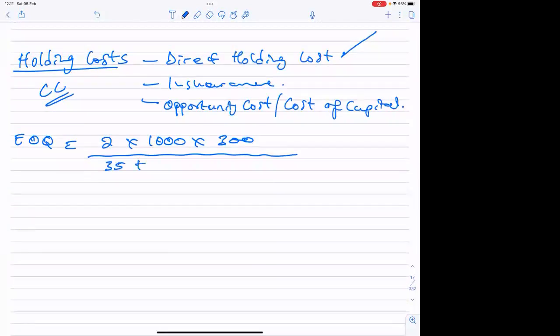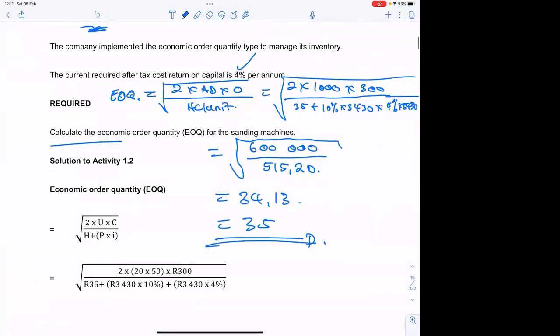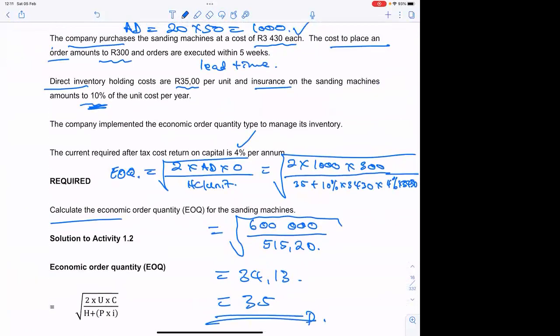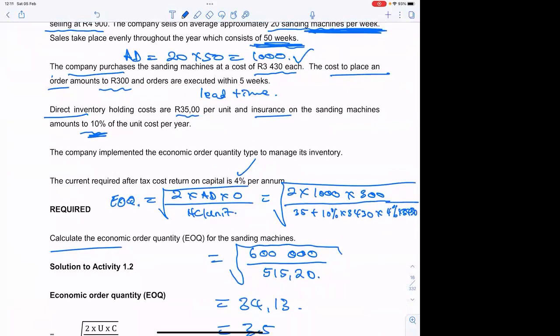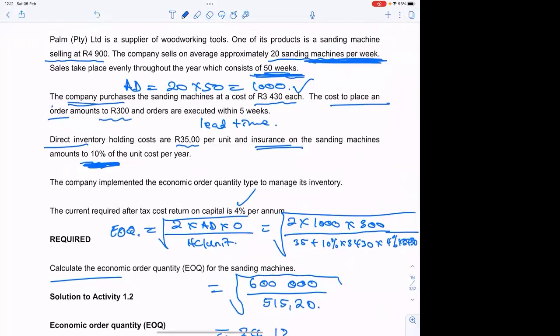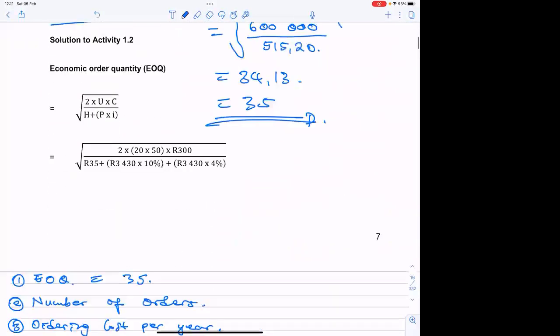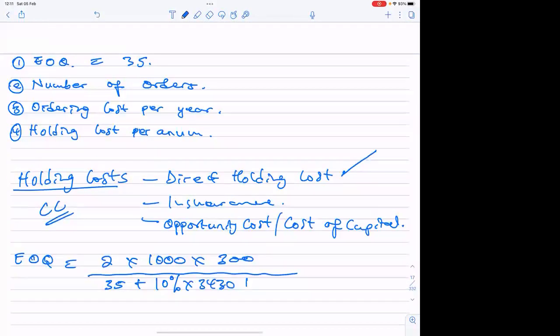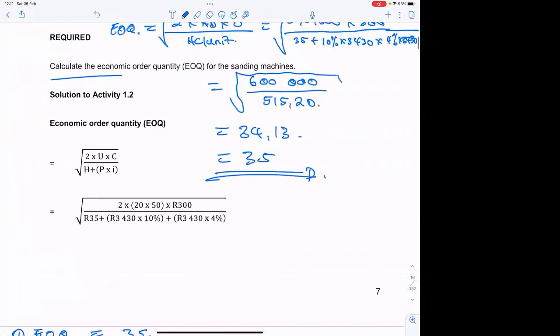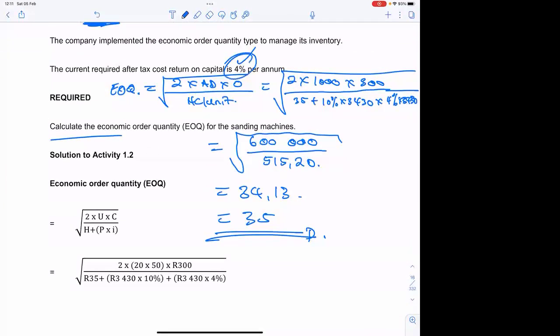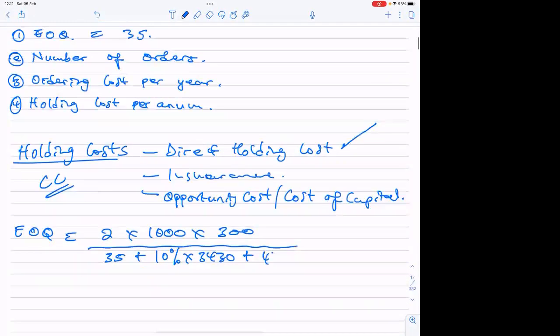We add the insurance. What did they say about the insurance? They said insurance is 10% of the unit cost. What is the unit cost? Our unit cost, they buy it at 3,430. So it will be 10% of 3,430. Then our opportunity cost, they said the cost of capital is 4%. So it will be 4% multiplied by 3,430.